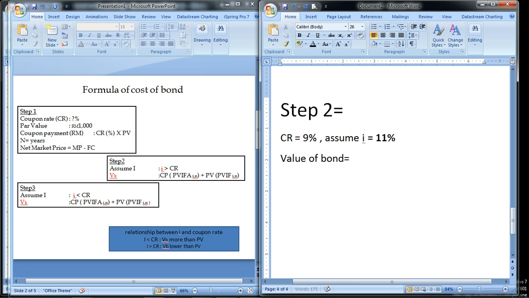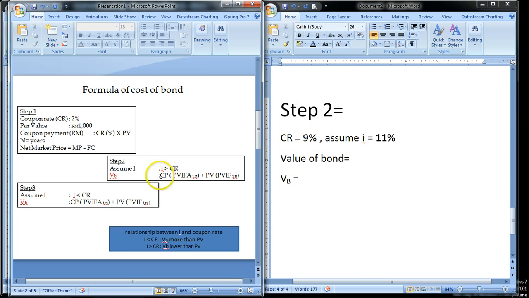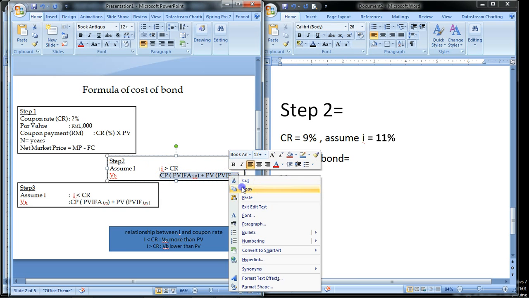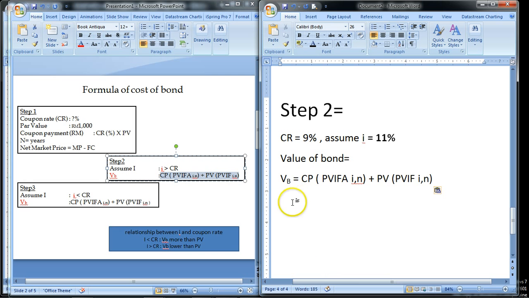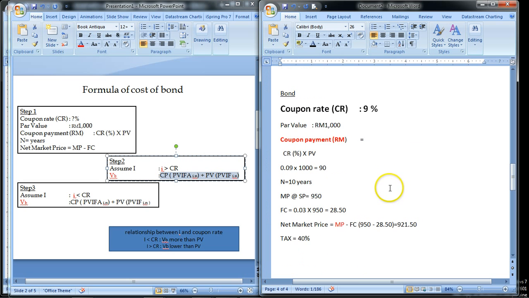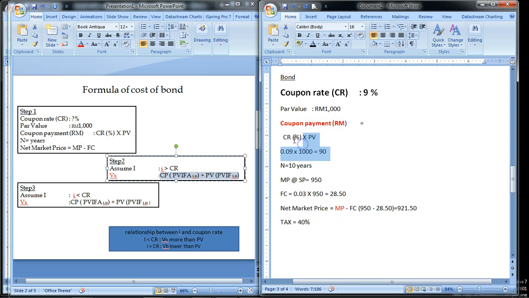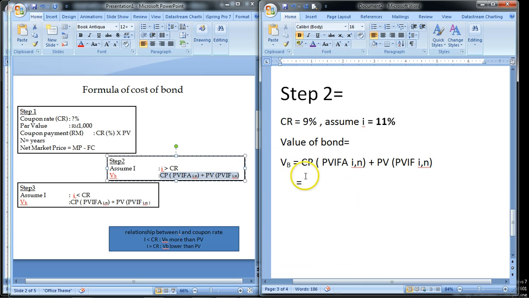This is the formula for the value of bond, class. So the value of bond equals, use the same formula based on step 2. What is your CP, coupon payment? Do you need to calculate it again? No, right? Why? Based on the information that you calculated, you have already calculated your coupon payment. You see, this is your coupon payment. Can I know your coupon payment? It is 90. Correct. So you just put it in.